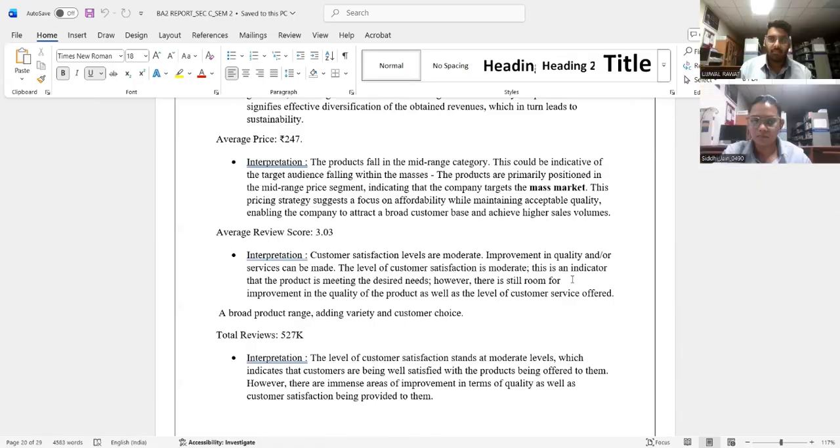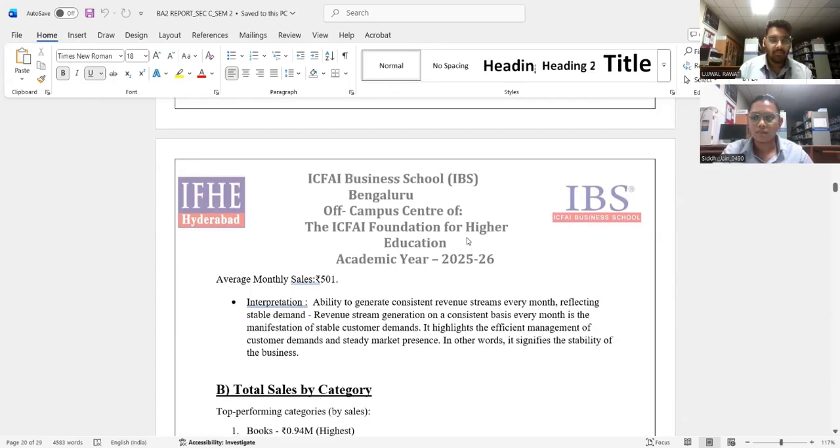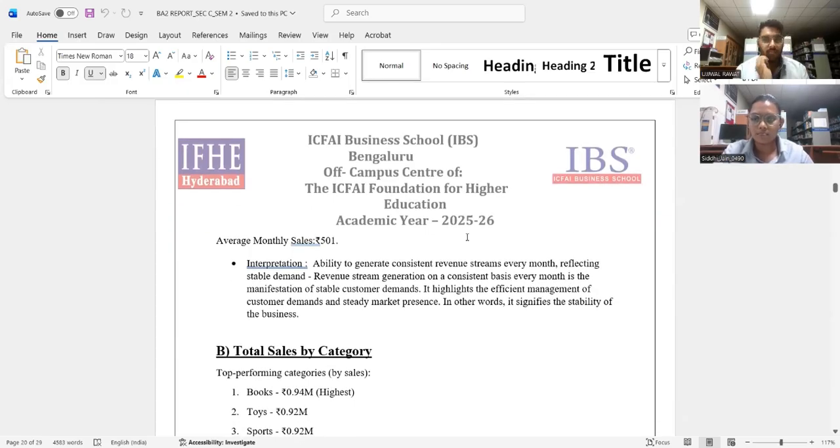Then our third was average review score, which we got around 3.03. It shows customer satisfaction levels are moderate. Our interpretation is that customers are generally satisfied but not extremely happy. This indicates room for improvement in product quality and service experience. Then next is stable monthly sales. Here, sales remain constant across months. Our interpretation: it shows minimal seasonal dependency, stable demand, and predictable revenue streams.